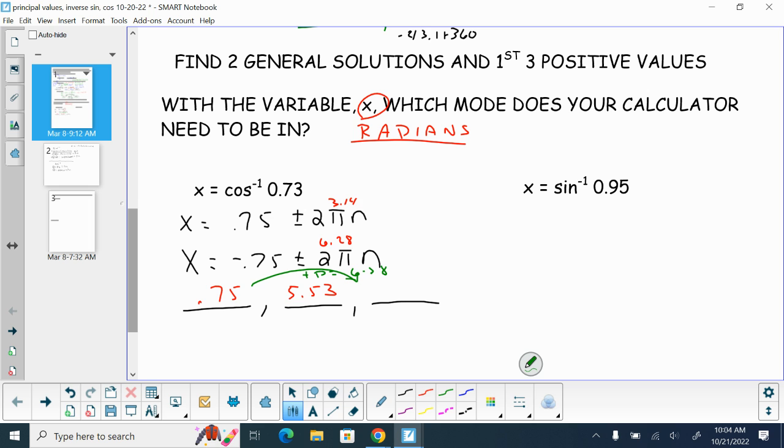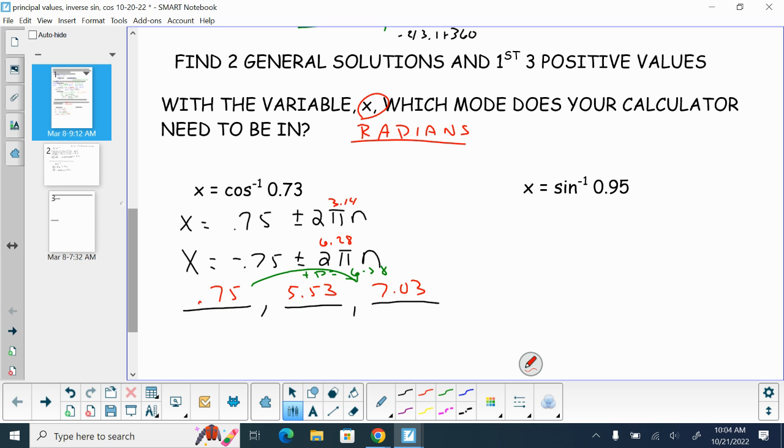What do you come up with? 7.03. Now, in the radian mode, I want you to take the cosine of 7.03. Do we get something close to 0.73? All right, so we're close.